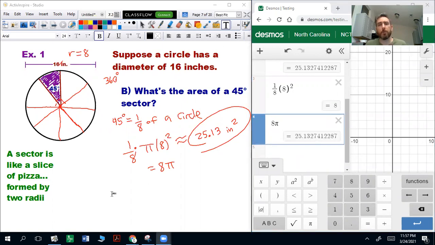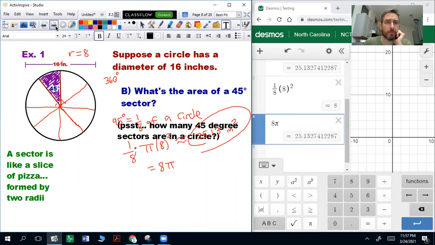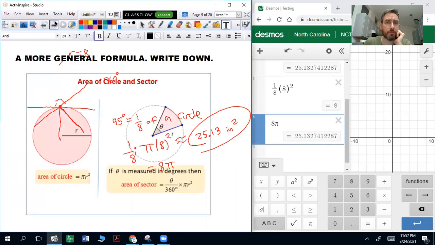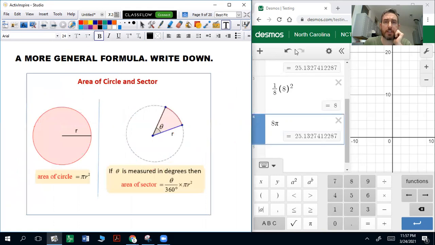So let's kind of formalize this, because not all degrees are going to be a nice, evenly divided portion of a circle. Sometimes it's going to be a different degree, like a more odd number degree, or a degree that's not easily divisible by 360. And we've got to figure out what to do with that. So what we'll do is we're going to generalize this using a formula where we take the angle and divide it over 360 and then multiply it by pi r squared.